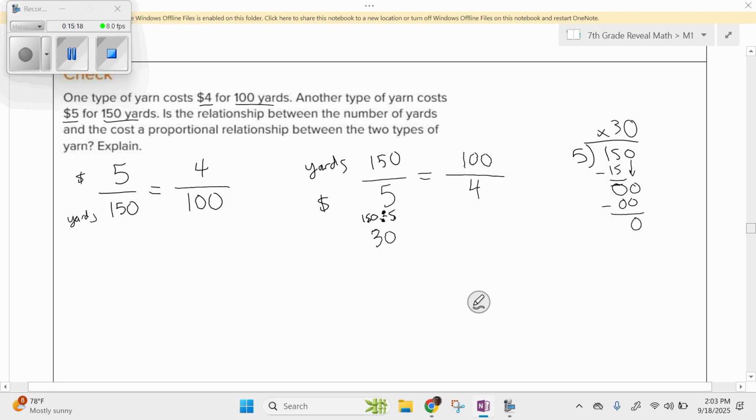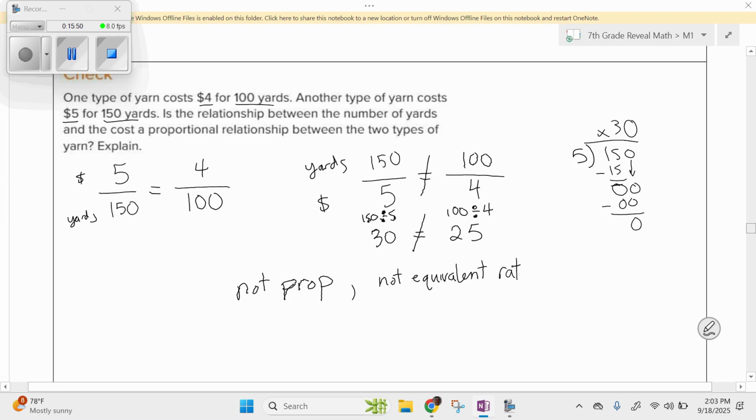And then 4 times what is 100, or 100 divided by 4? Hopefully you know what a quarter of 100 is. That would be 25. Oh, those are not equal. These are not equal ratios. So we can say not proportional. Let's abbreviate so we don't have to write as much: not proportional, not equivalent ratios.